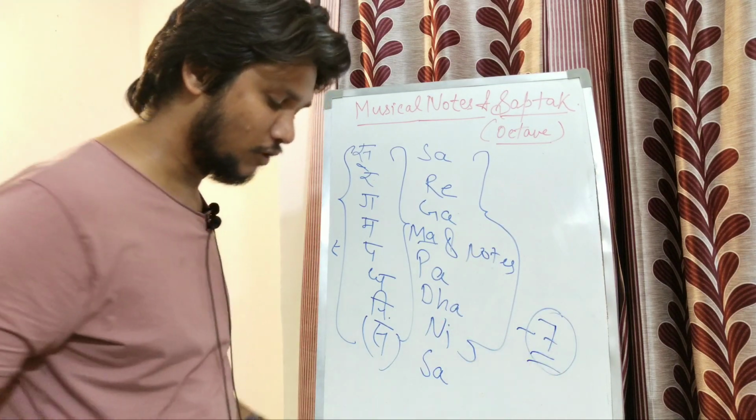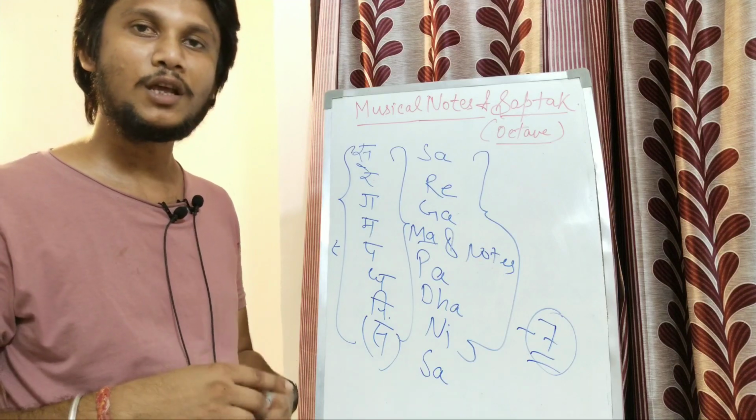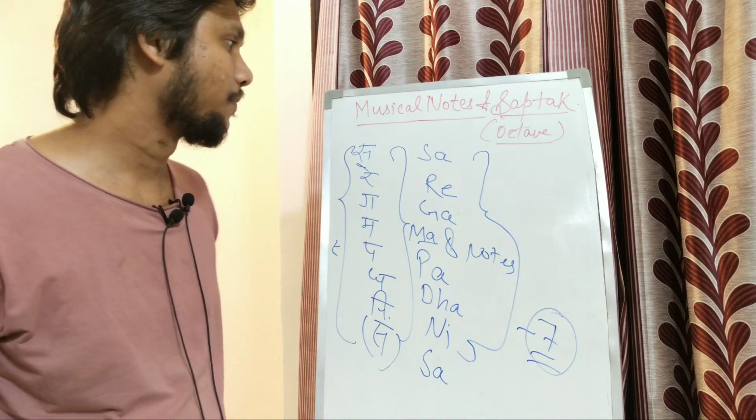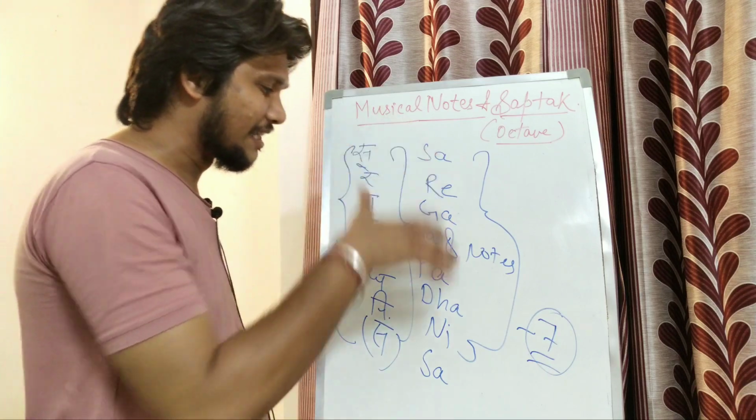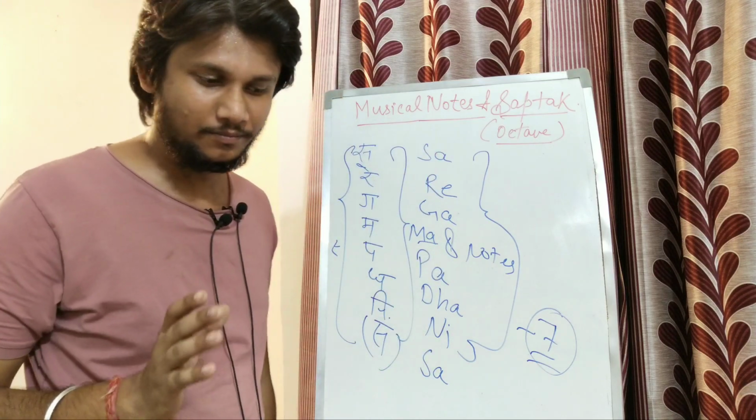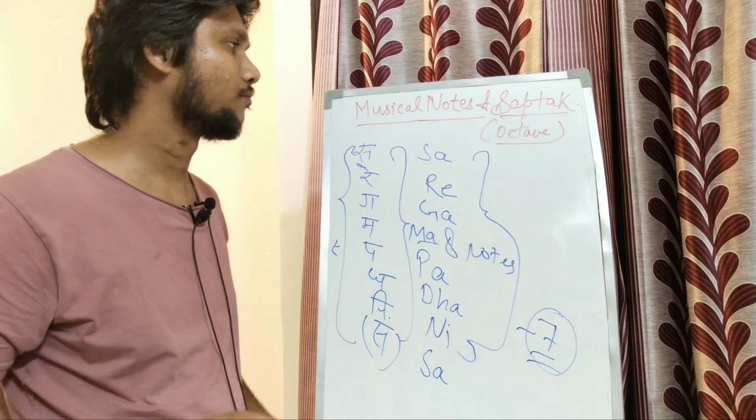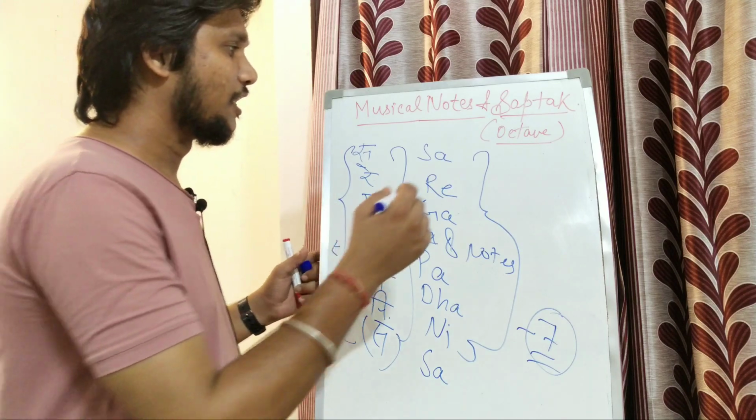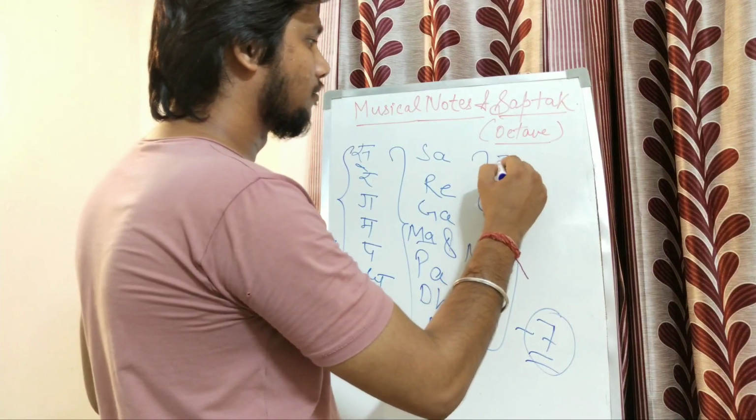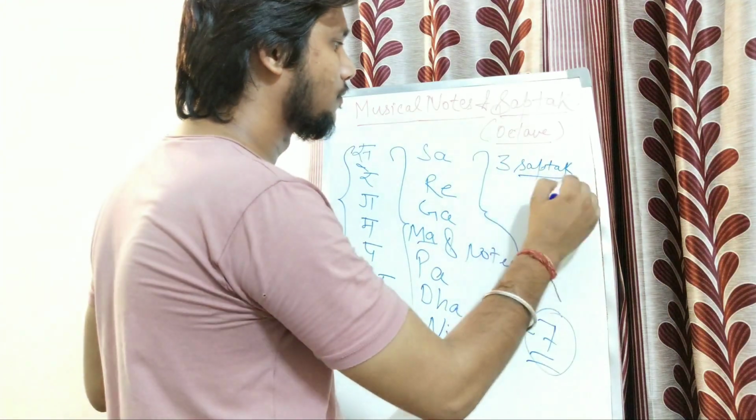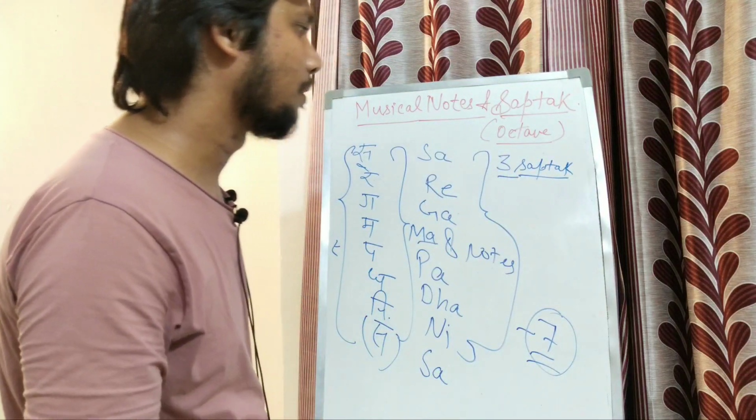Music has only 7 notes, or in Western we call them A, B, C, D, that type. So these 7 notes make a saptak. There are 3 types of saptak.